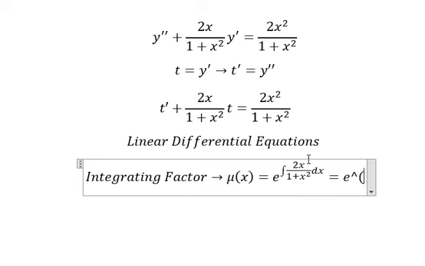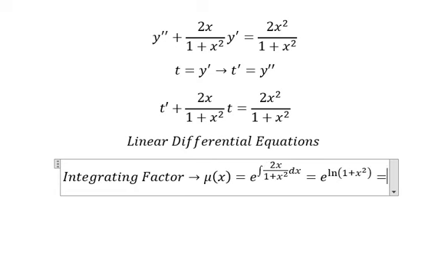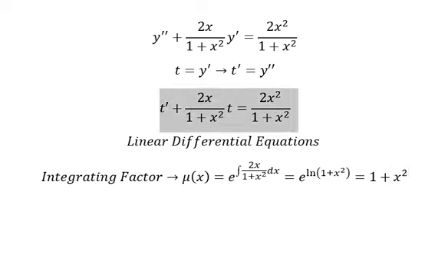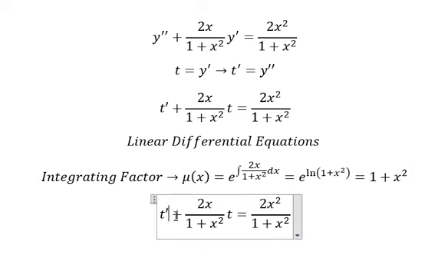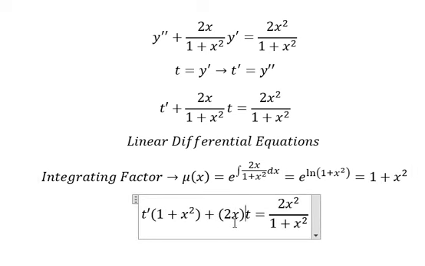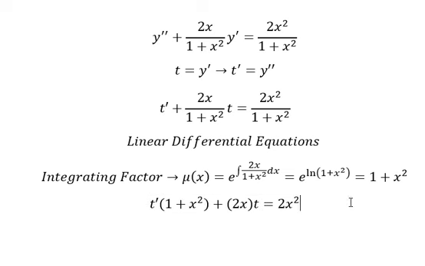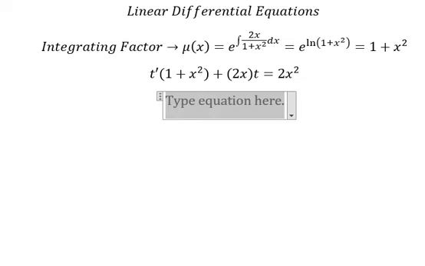The integration of this one, we have ln of 1 plus s squared. And now we simplify and we have 1 plus s squared. That means we multiply both sides by this one. Next, we put the integration for both sides.